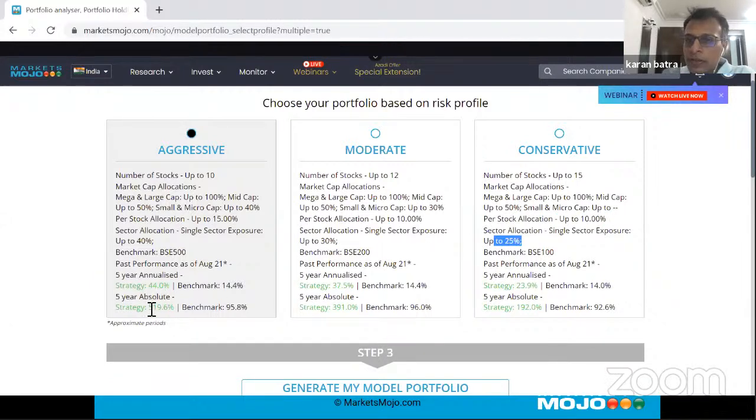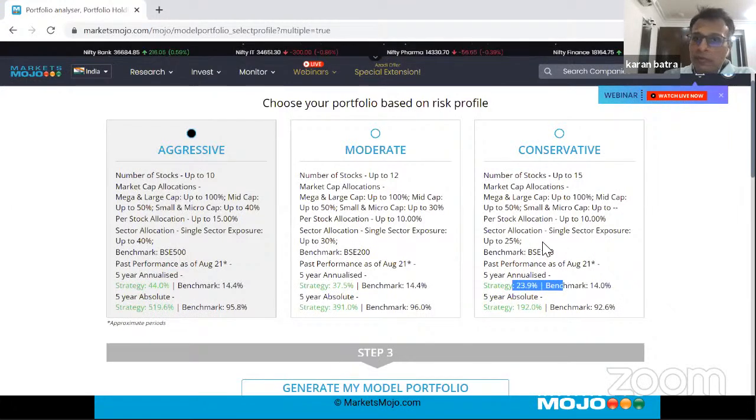So the concentrations and the allocations will define the difference in terms of the portfolio construction. All three portfolios have done much better than the benchmarks. In the last 5 years, the benchmark is up 14%. So all three are different benchmarks, but around 14% return of the benchmarks. While the strategy has given multi-fold return, now this is CAGR, annualized return. These are the absolute returns. All three have done much better than the benchmark. So depending on your comfortable risk appetite, you can choose the portfolio which is right for you.